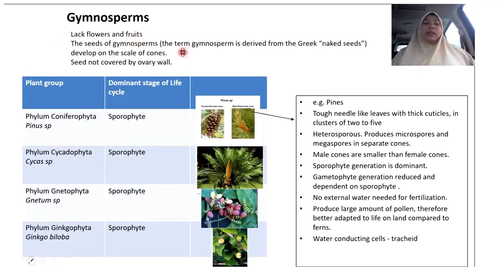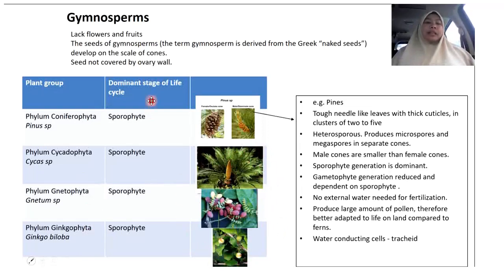Okay, so the seed of the gymnosperm is called a naked seed. The seed will have scales surrounding the cone. There are 4 phyla: phylum Coniferophyta, example Pinus species, phylum Cycadophyta, phylum Gnetophyta, and phylum Ginkgophyta. So you have the picture here, and you may also refer to the textbook as well.